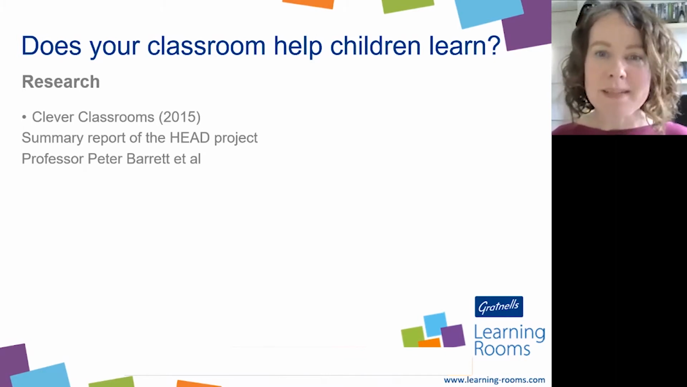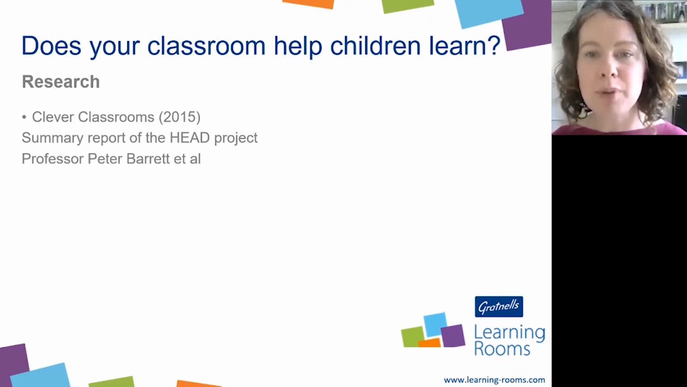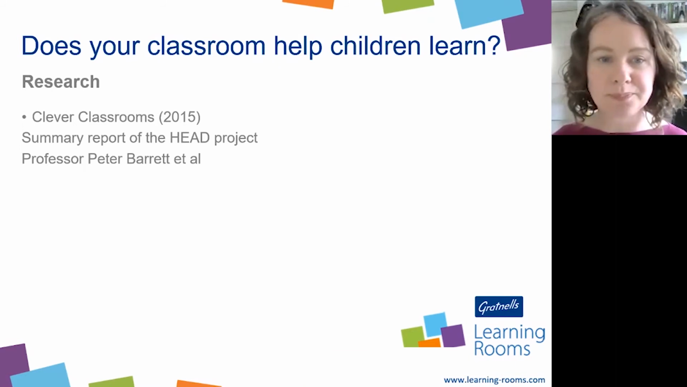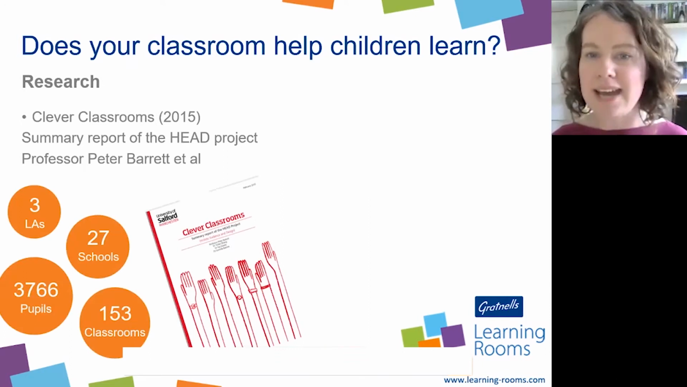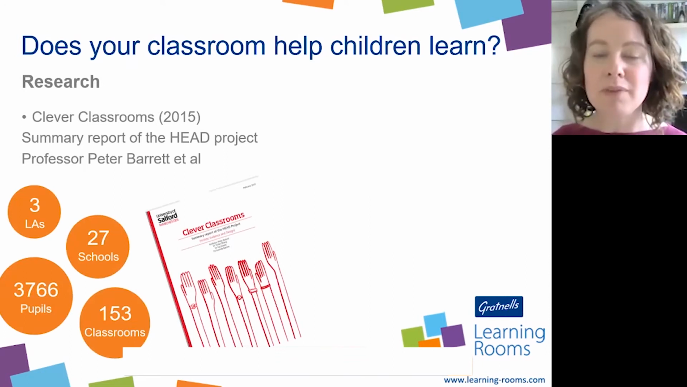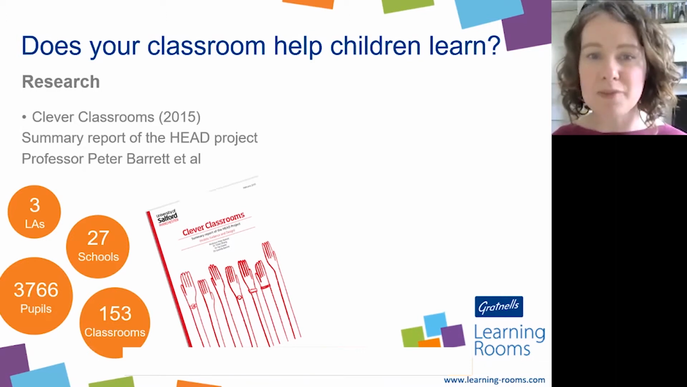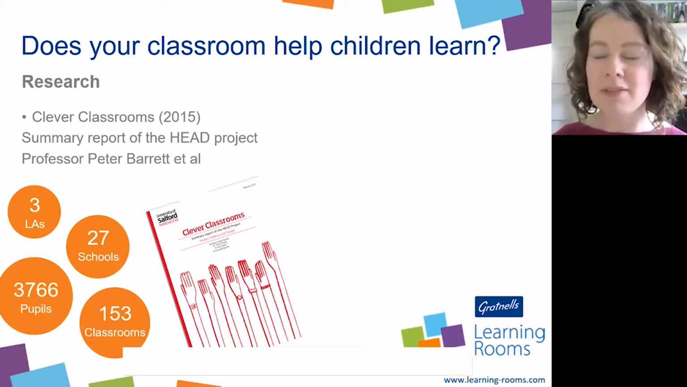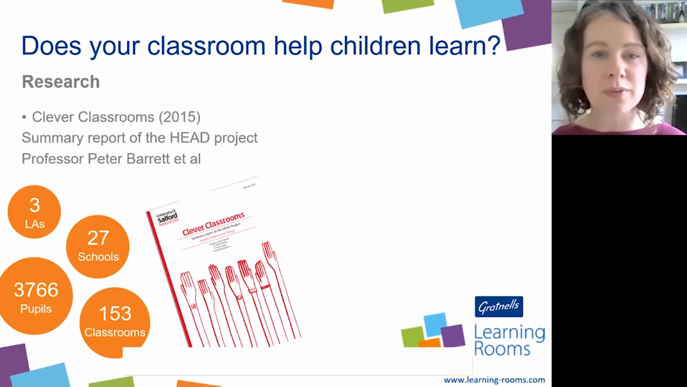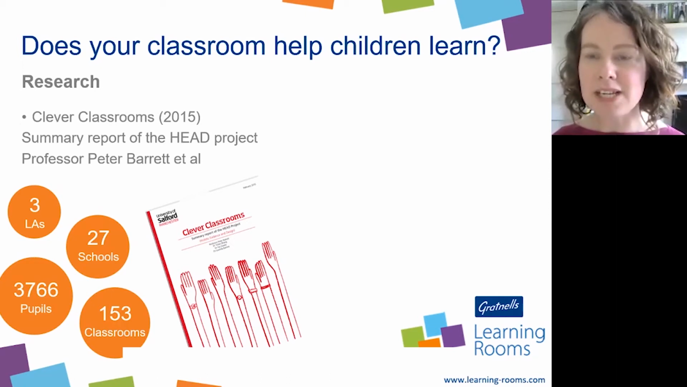In 2015, Professor Peter Barrett and his team at Salford University published the Clever Classrooms report. The report shared the findings of a year-long study involving 3 local authorities, 27 primary schools, and tracked the progress of 3,766 pupils. They studied the impact of light, temperature, air quality, colour, complexity, flexibility and ownership on academic performance. They looked at this in reading, writing and maths in 153 classroom spaces, so it's quite a wide-ranging study.